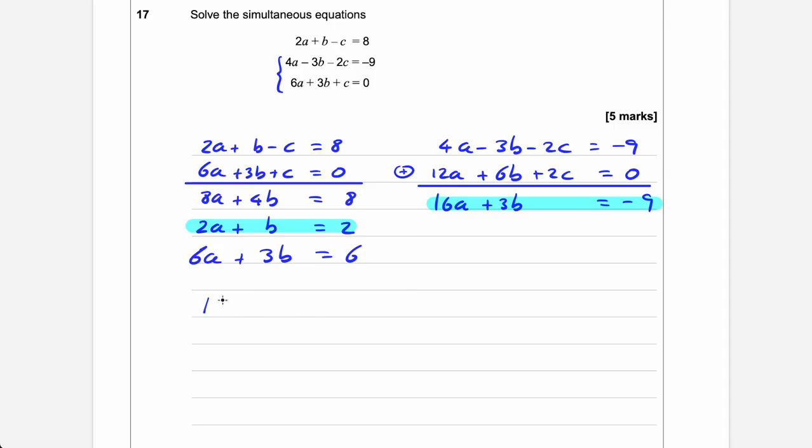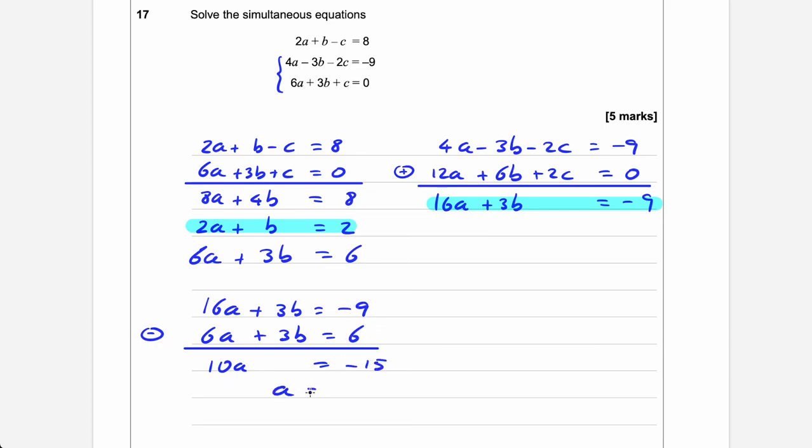Let's put this one on top, and I'll put this one below because we're going to subtract. Equals 6. Okay, these are the same signs, so we subtract them, so that disappears. 16a minus 6a is 10a. And -9 minus 6 is -15. So a is equal to -15 over 10, which is -3 over 2. Okay, so my a is -3 over 2.